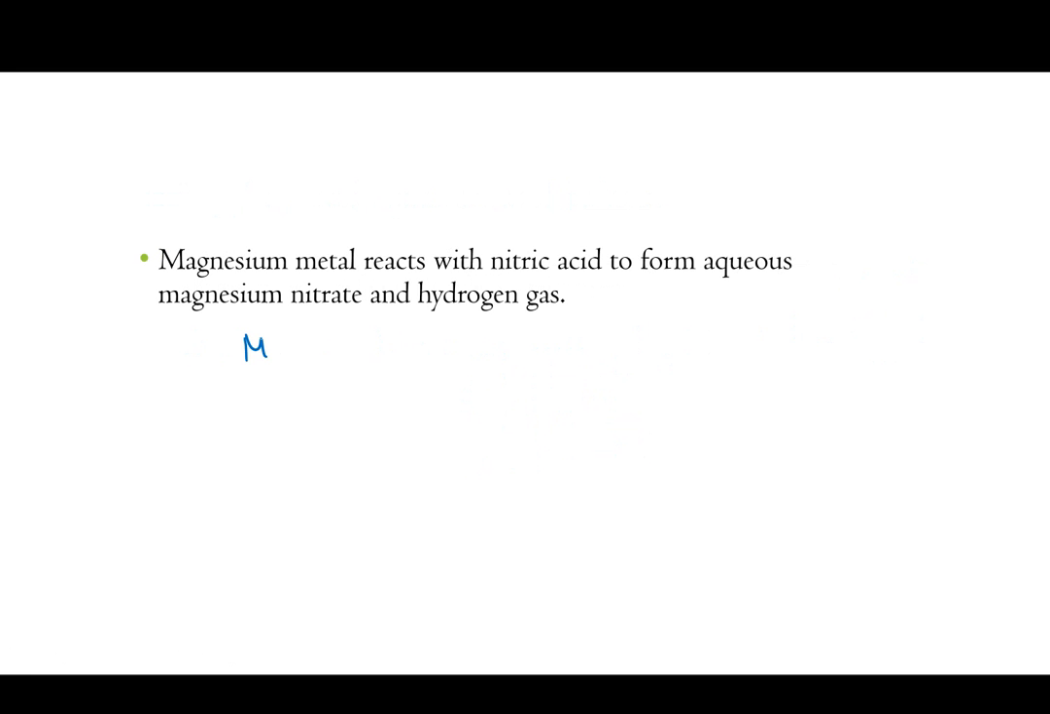Magnesium metal reacts with nitric acid. And again, nitric acid, I'm following the naming rules where no hydro tells me that there's oxygen in my formula. Ic is 8, so it's hydrogen plus nitrate. To form aqueous magnesium nitrate, so again, magnesium is a +2, nitrate's a -1, so magnesium nitrate's Mg(NO3)2.